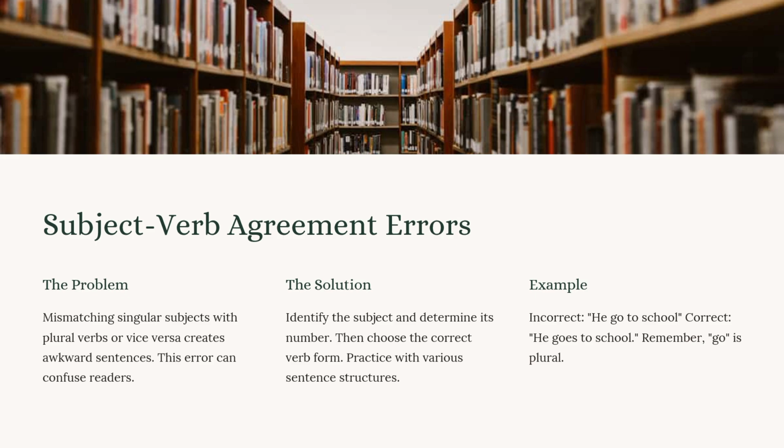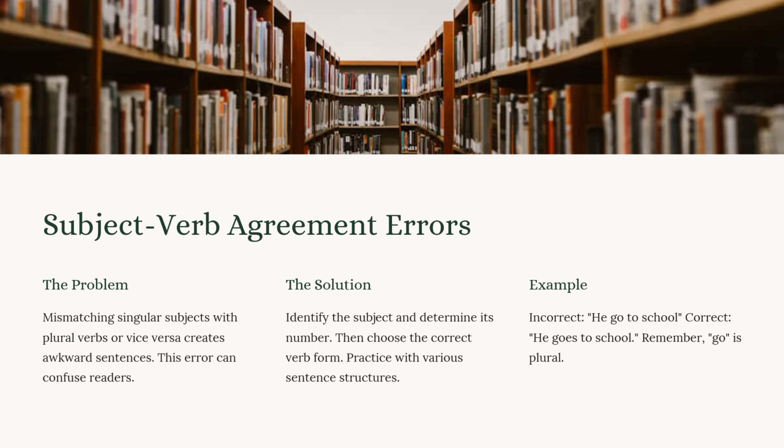So, let's look at an example. "He go to school." Here the subject "he" is singular, but the verb "go" is in its plural form. The correct sentence should be "he goes to school." That small "es" at the end makes all the difference in ensuring agreement. So why does this happen?